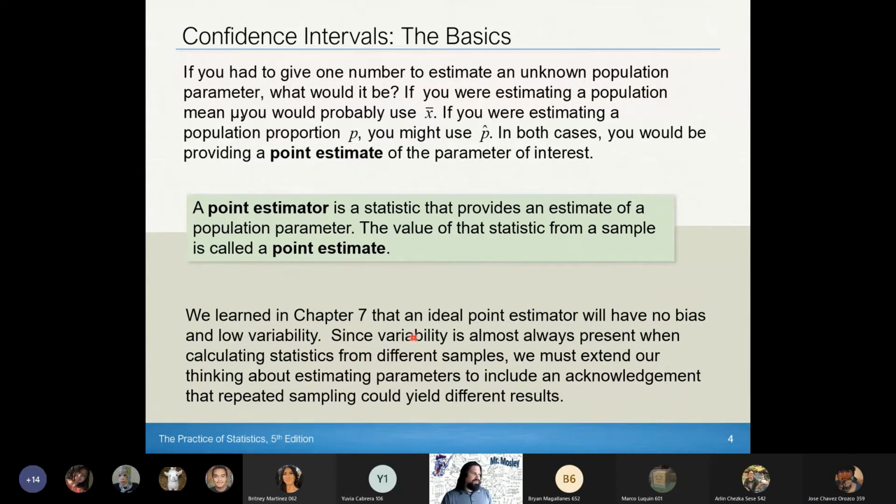We learned in chapter 7 that an ideal point estimator will have no bias and low variability. Right? The ideal point estimator is the unbiased estimator. Since variability is almost always present when calculating statistics from different samples, we must extend our thinking about estimating parameters to include an acknowledgement that repeated sampling could yield different results. That's why we have a range of possible or probable values that the mean could be. It's not like, hey, this is exactly what it should be because that's what my estimator is. We know that there's a varied amount of responses we get when we sample.